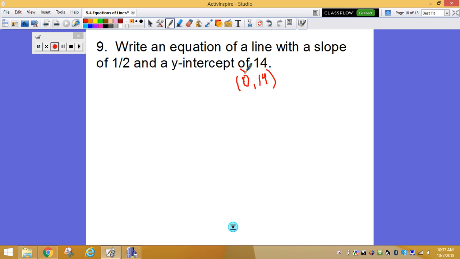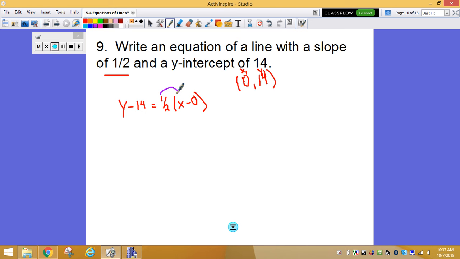So now here's my x1 and my y1 and my slope. So it's just like the first kind of problems we did. Y minus 14, that's my y1. My slope is 1/2. And then x minus 0. That's your answer for point slope.